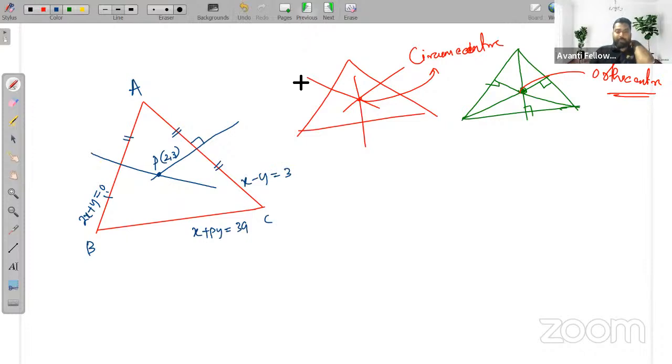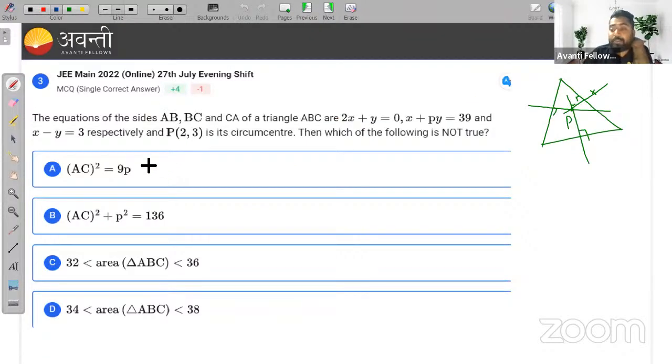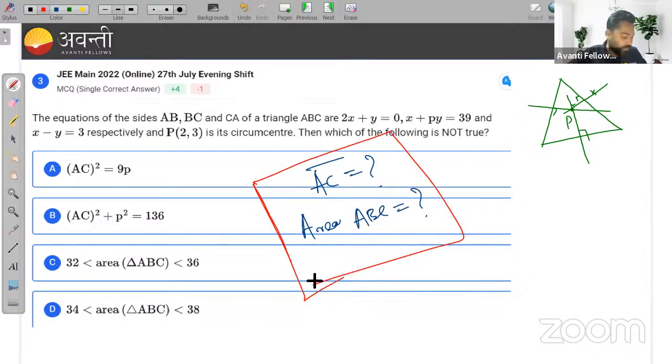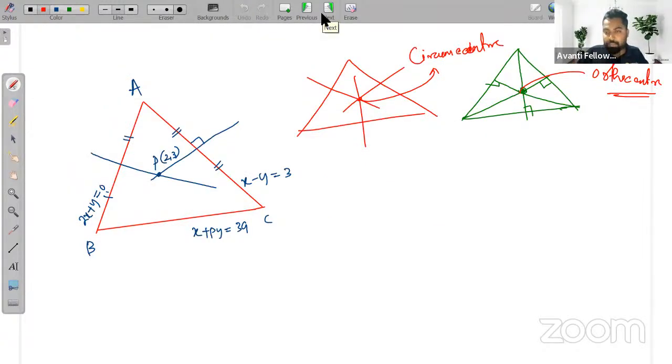Then the options ask which of the following are correct. That means you need to find two things here. One is the length of AC, another is the area of ABC. These two things you need to find to solve this question. This is my job to solve the question. Is that clear or not? Is the question understood clearly by everyone, guys? Let me know in the chat box. Any doubts in the question?